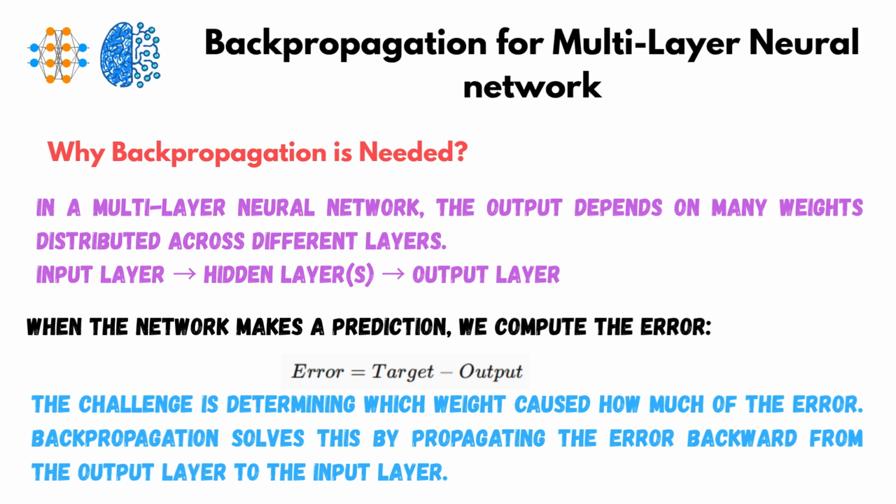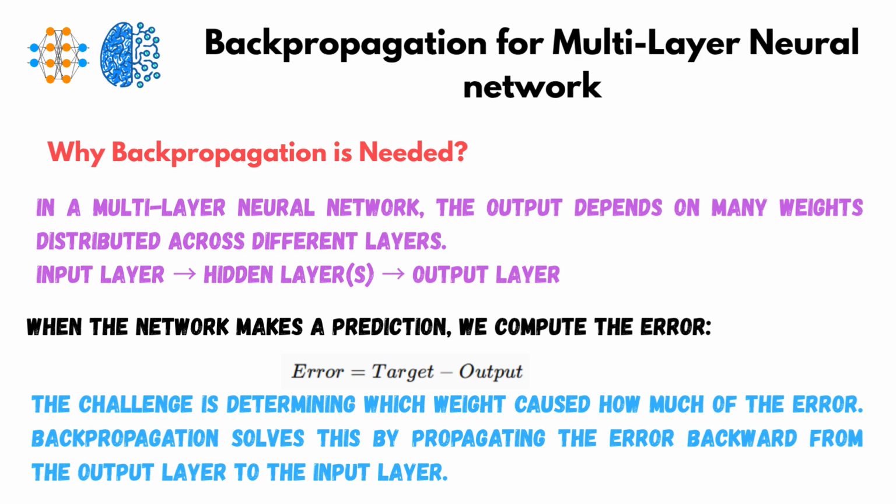As information flows from the input layer through one or more hidden layers and finally reaches the output layer, every neuron, every weight contributes to the final prediction. After the network makes a prediction, we compare it with the actual target value and compute the error. Error equals target minus output.